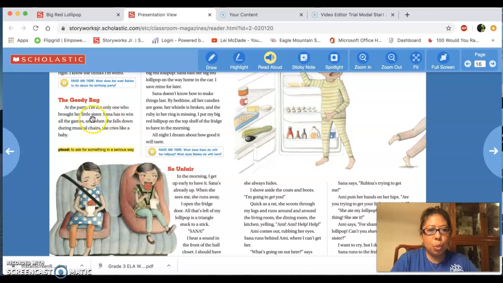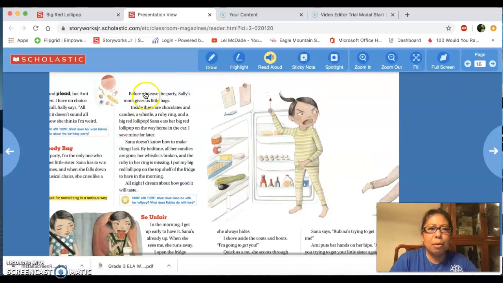At the party, I'm the only one who brought her little sister. Sana has to win all the games, and when she falls down during musical chairs, she cries like a baby. Definition: plead, to ask for something in a serious way. Before we leave the party, Sally's mom gives us little bags. Inside there are chocolates and candies, a whistle, a ruby ring, and a big red lollipop. Sana eats her big red lollipop on the way home in the car. I saved mine for later. Sana doesn't know how to make things last. By bedtime, all her candies are gone, her whistle is broken, and the ruby in her ring is missing. I put my big red lollipop on the top shelf of the fridge to have in the morning. All night I dream about how good it will taste.